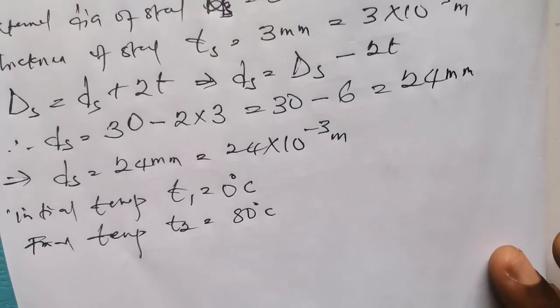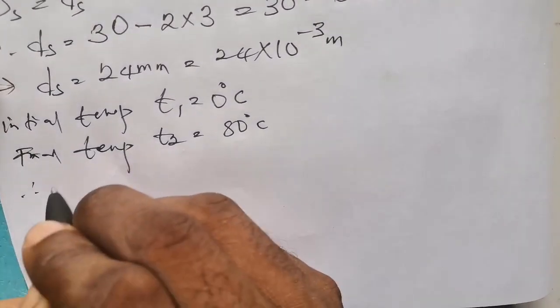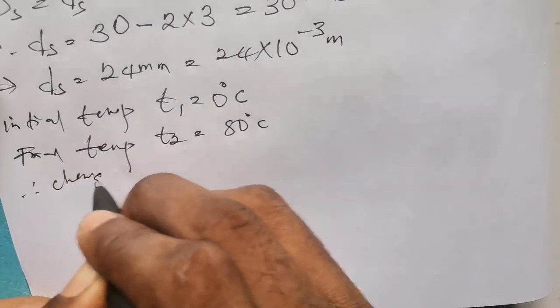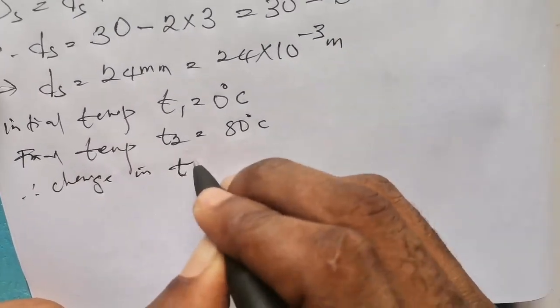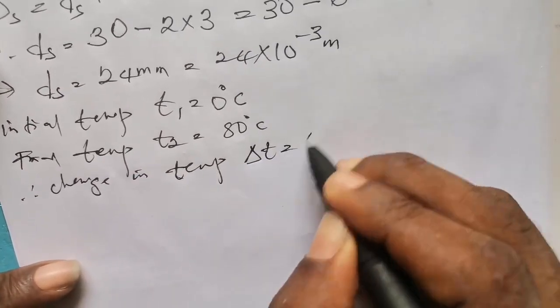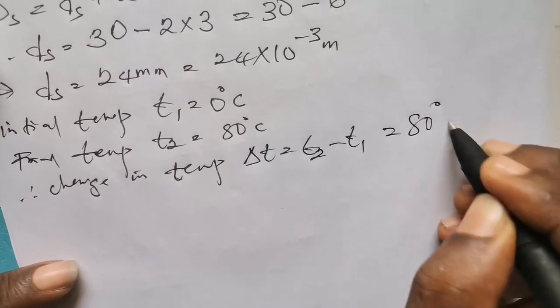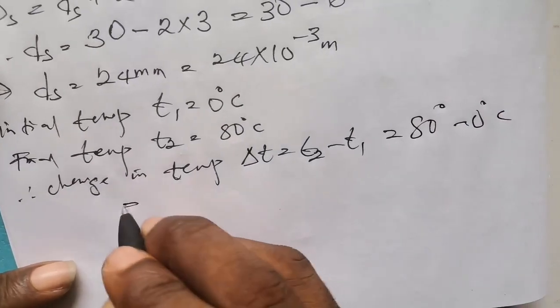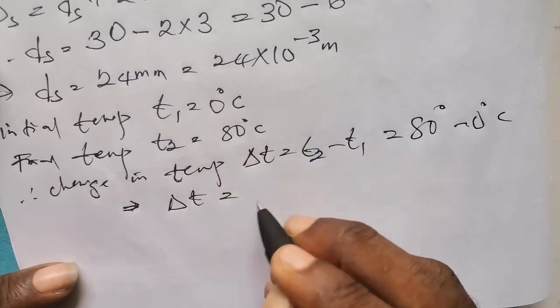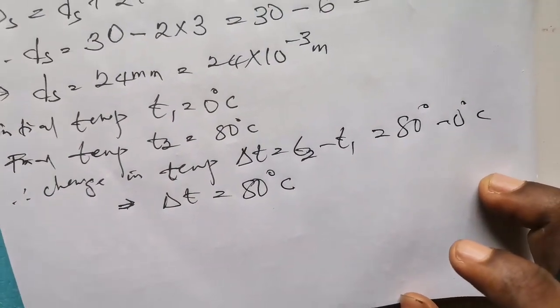So with this, we can now find the change in temperature. Therefore, the change in temperature, which is delta T, is T2 minus T1, and that's simply 80 degrees Celsius minus 0 degrees Celsius. So this implies that the change in temperature equals 80 degrees Celsius.